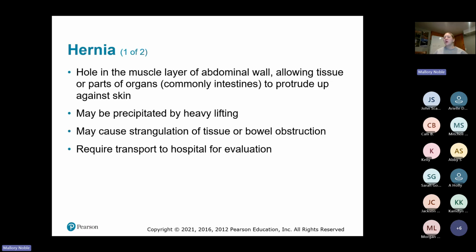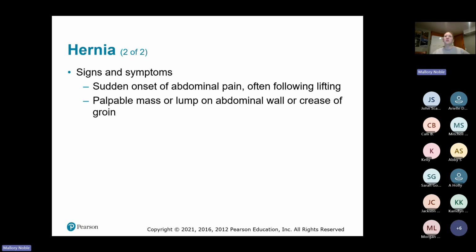So if we come across a patient that has a hernia, it's a good idea to ask them if that's new or if that's been there for a little bit. You'd be surprised how many people just have hernias that they live with on a daily basis. Okay, so always make sure that you're asking if it's new or not. Signs and symptoms: sudden onset of pain if it's an acute problem, palpable mass or a lump in that abdominal wall.